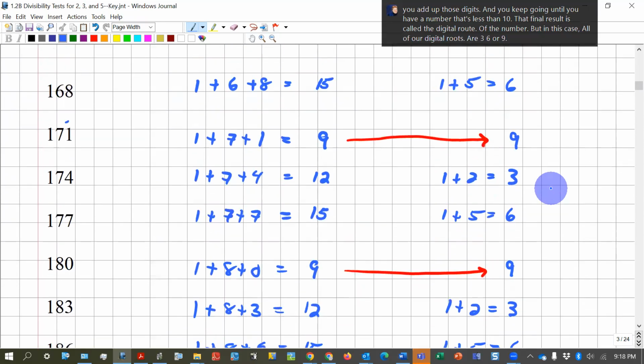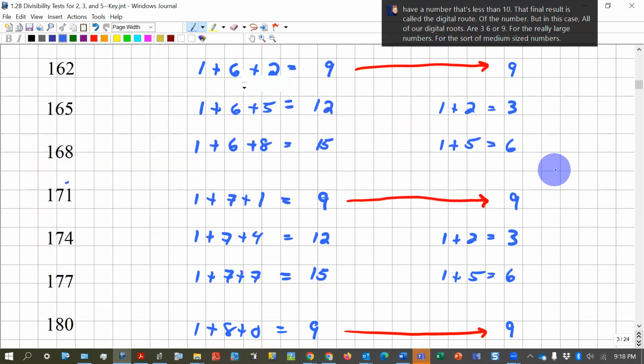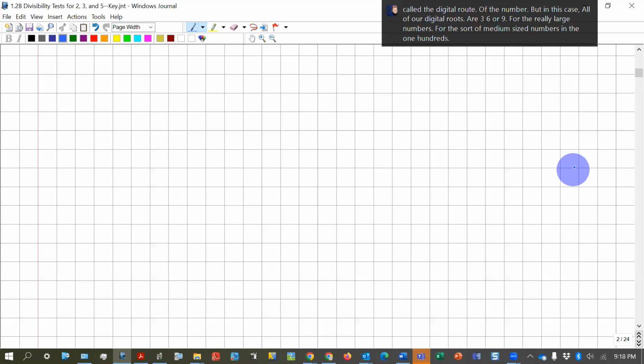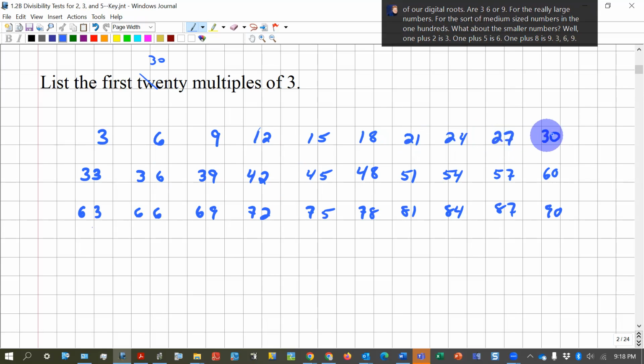For the really large numbers, for the sort of medium-sized numbers in the 100s, what about the smaller numbers? Well, 1 plus 2 is 3. 1 plus 5 is 6. 1 plus 8 is 9. 3, 6, 9. 3 plus 0 would be 3. 3 plus 3 is 6. 3 plus 6 is 9. 3 plus 9 is 12. But 1 plus 2 is 3.